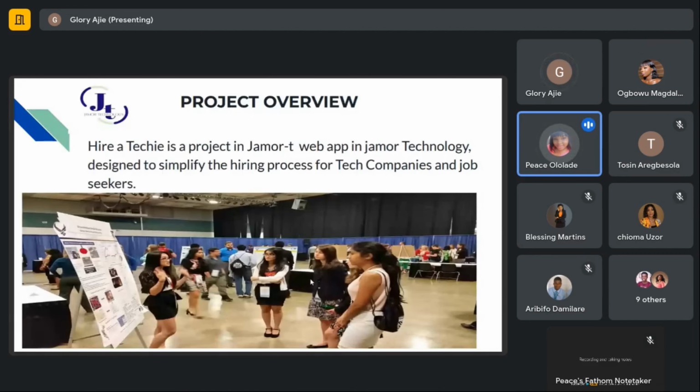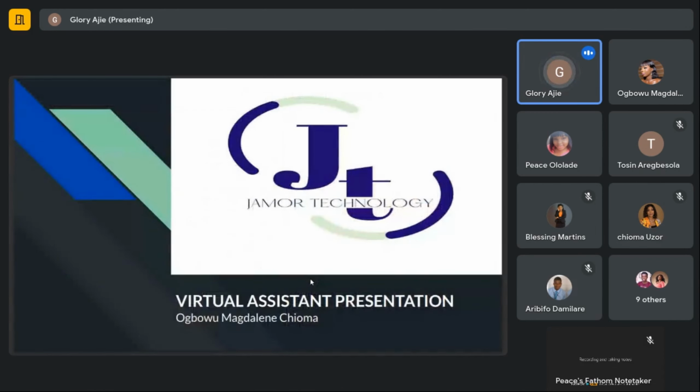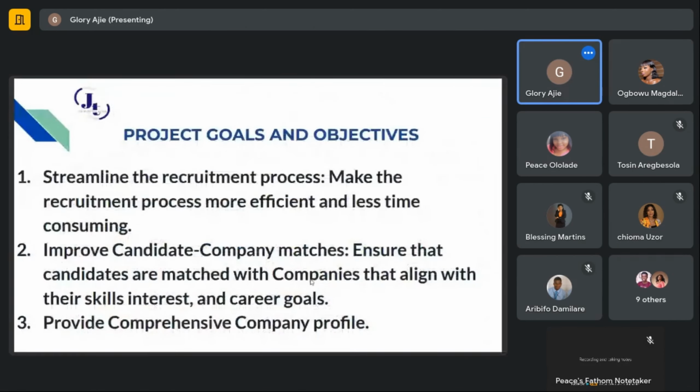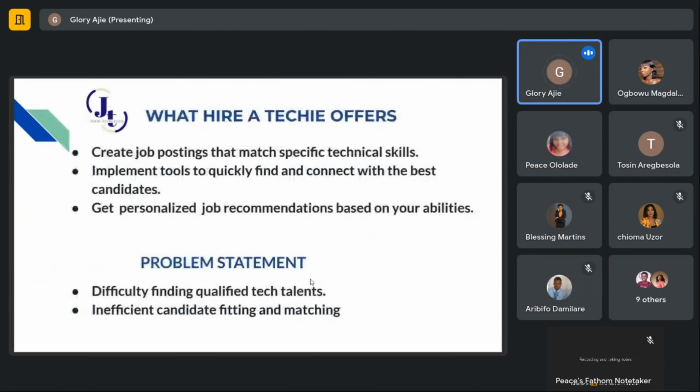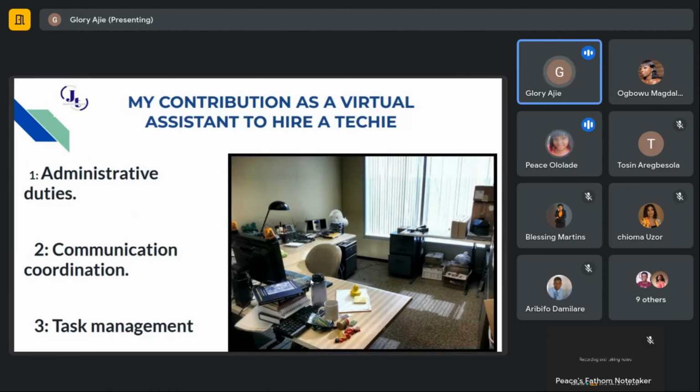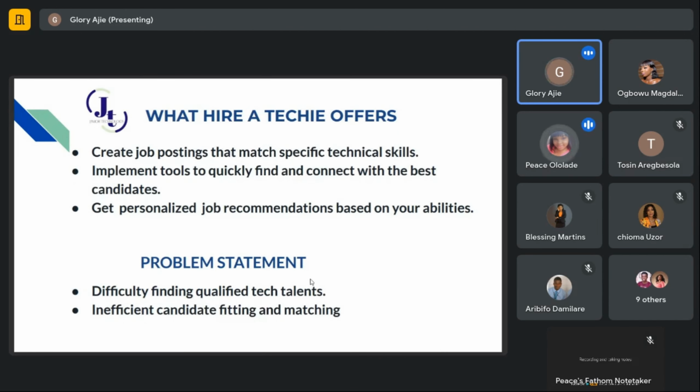Go to the slides, just scroll through the slides. Stop here. No, the last slide. When we got to this particular slide, we did not really explain what was on it. What he did for us was to read through in an explanatory way. I don't know how to say it. Get personalized job recommendation based on your abilities. I just read what is on this slide, explaining it at the same time. I don't know if you get what I'm saying. Yes, ma'am.